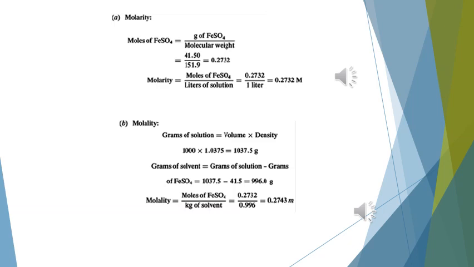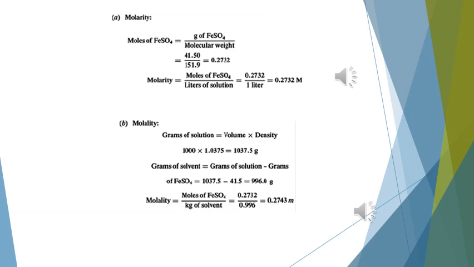So what I need to do here is to convert the volume of the solution into the weight of the solution using the density. So the grams of the solution equals the volume of the solution multiplied by the density. I do have the volume of the solution, which is 1000 milliliters, and by multiplying this with the density we will get the weight of the solution.